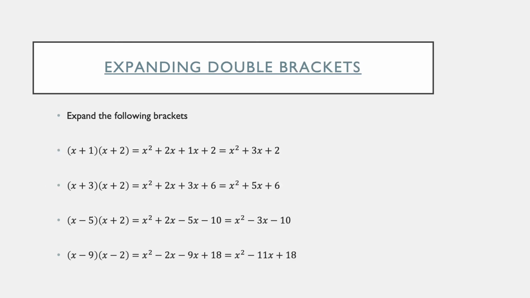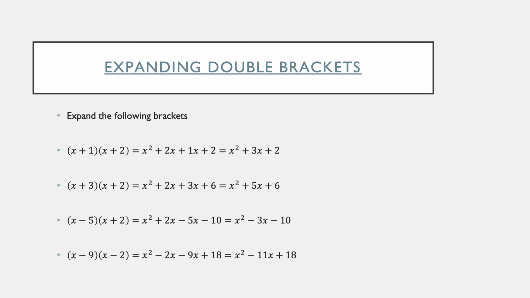Right, guys, next part, expanding double brackets. When I expand double brackets, so it's 2 brackets, x plus 1 times x plus 2. It's going to be x squared plus 2x plus 1x plus 2, which is x squared plus 3x plus 2. So collecting like terms, 2x plus 1x is 3x. Next one, guys, x plus 3 and x plus 2. x times x is x squared, x times 2 is plus 2x, 3 times x is 3x, and then 3 times 2 is plus 6. So it's x squared plus 5x plus 6.